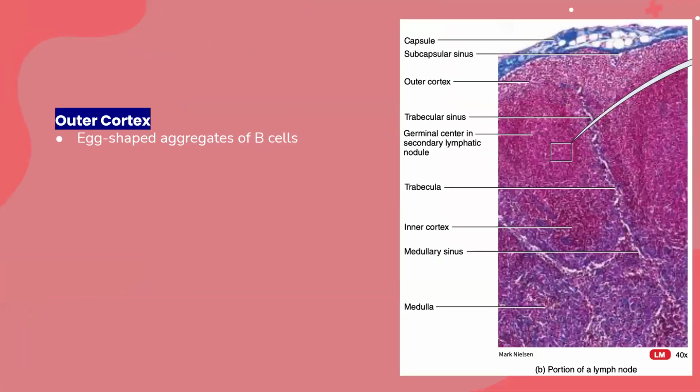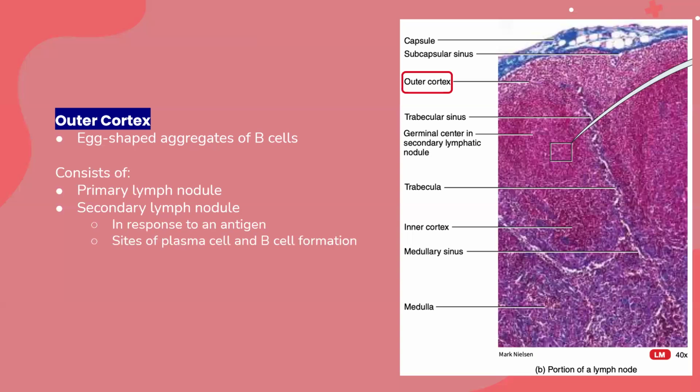We also have different parts or layers of the lymph node just like the thymus, but the cortex of the lymph nodes is divided into two. We have the outer cortex where we will see egg-shaped aggregates of B cells. Okay, you see this one? Yan, mga egg-shaped. Outer cortex. It consists of primary lymph follicles or lymph nodules as well as secondary lymph nodules.